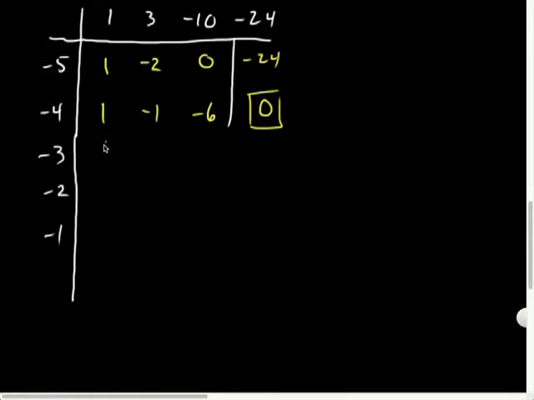So let's see. Bring down the 1. -3 and 0. -3. 0. 0. -10 is -10. 30. Positive 30 and -24 is positive 6. Yeah. Well, that's a no-go. Let's try -2. Bring down the 1. -2 times 1 is -2. Plus 3 is 1. -2 times 1 is -2. With a -10 is -12.